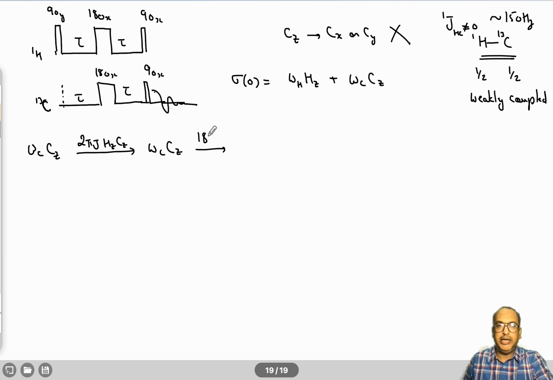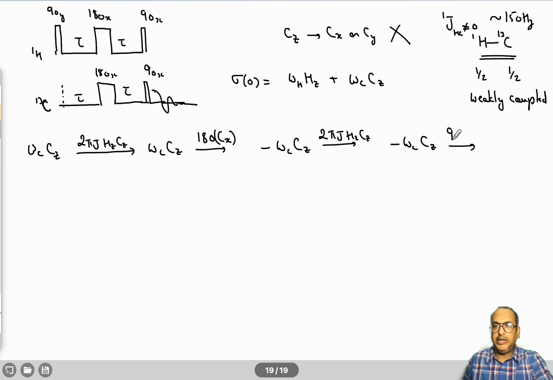Then you apply 180 on Cx. So the 180 Cx operator applies on omega c Cz. This changes the sign and nothing else. So this is the result of the 180 degree pulse. Now again you apply the tau delay, so this will be 2 pi j Hz Cz. Again this operator commutes with this, so no change, so you are left with omega c Cz, right? Now you have a 90 degree pulse on carbon.